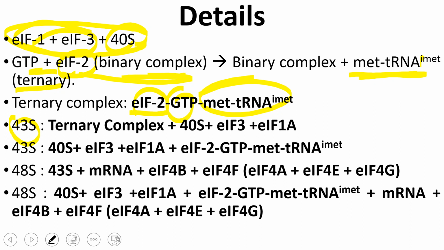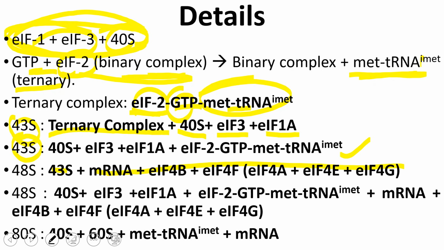43S is the 40S plus factors plus the ternary complex. So 43S is ternary complex plus 40S plus 3 and 1A. Ternary complex means EIF2, GTP, and methionine tRNA. So that is the 43S. 48S is the 43S along with messenger RNA and all the factors. Similarly, we have 80S, where it is 48S plus 60S. So these are the different definitions.